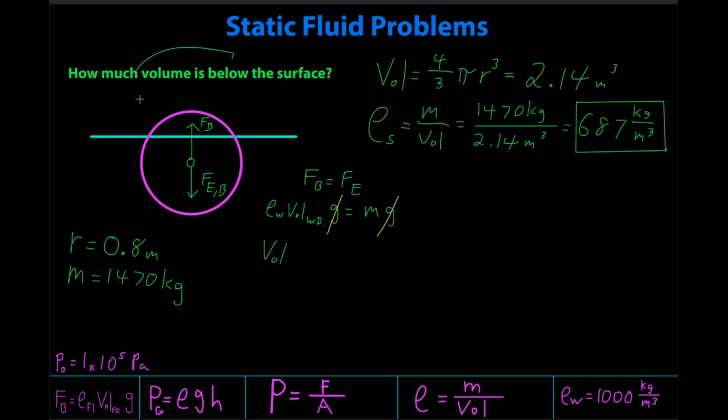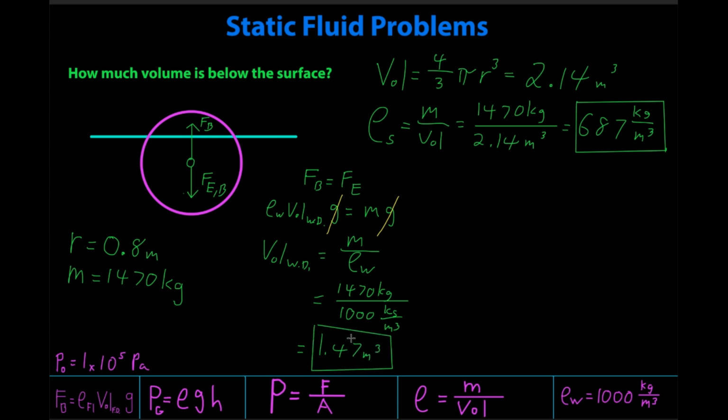I literally want the volume below the surface, which is literally the volume of the water displaced, which is now just mass over density of the water. Mass of the ball over density of the water is going to be 1.47 meters cubed. So this is the volume of the ball that's under the water. If I wanted the volume of the ball above the water line, all I would have to do is take that value and subtract it from this, and that would give me how much of the volume is above the water line.